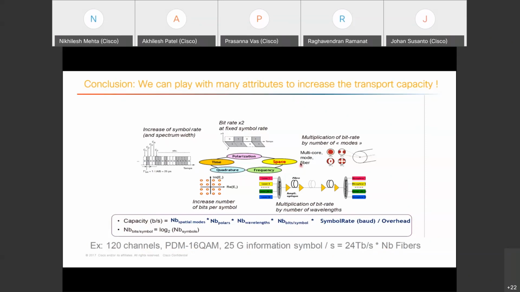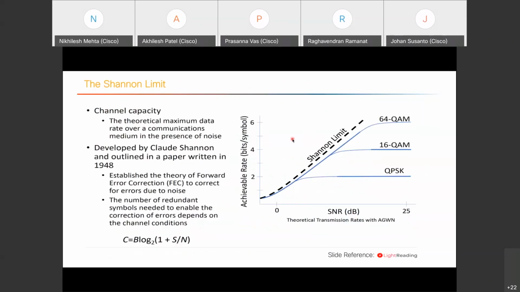So can we keep increasing? By playing with different attributes, is it possible that we can keep increasing the speed in optical communication? The answer is no, we cannot keep increasing. There is a limit for that, and Shannon gave this in a paper. This is a theoretical maximum data rate limit. It is defined for all communication channels, not only fiber optical channels, but all channels.